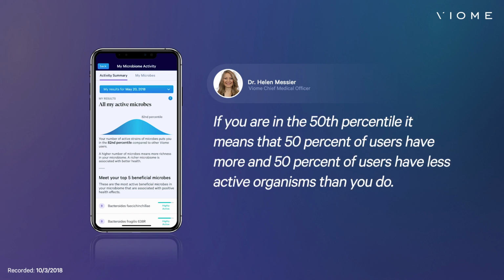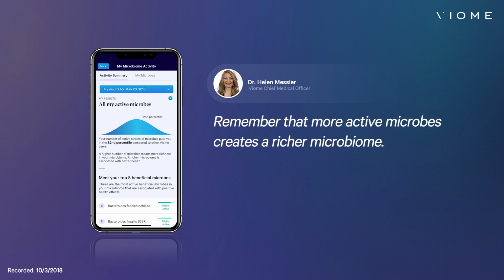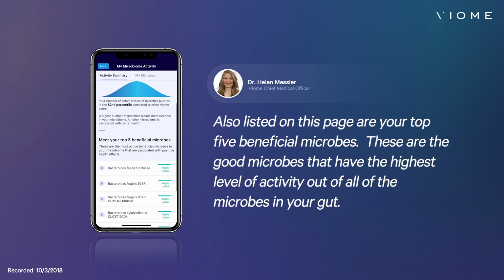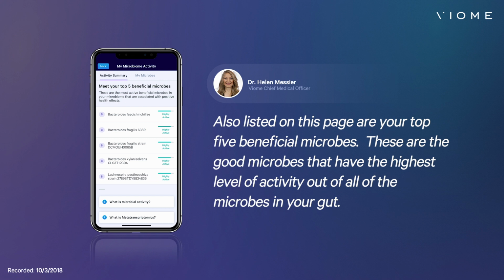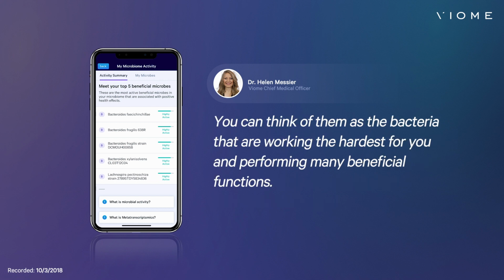If you're in the 50th percentile, it means that 50% of users have more and 50% of users have less active organisms than you do. Remember that more active microbes creates a richer microbiome. Also listed on this page are your top 5 beneficial microbes. These are the good microbes that have the highest level of activity out of all the microbes in your gut. You can think of them as the bacteria that are working the hardest for you and performing many beneficial functions.